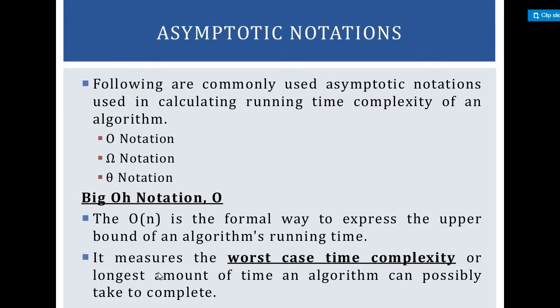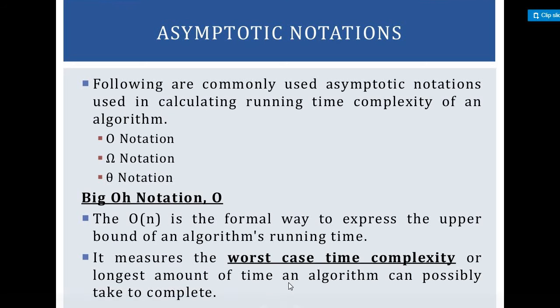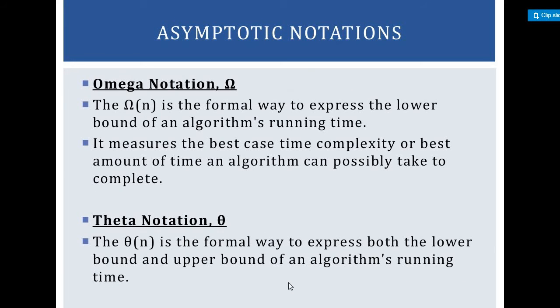So asymptotic notations. The following are commonly used asymptotic notations for calculating the running time complexity of an algorithm: big O notation, omega notation and theta notation. Big O, order of n, is the normal way to express the upper bound of an algorithm's running time. It measures the worst case time complexity, or the longest amount of time an algorithm can possibly take to complete.